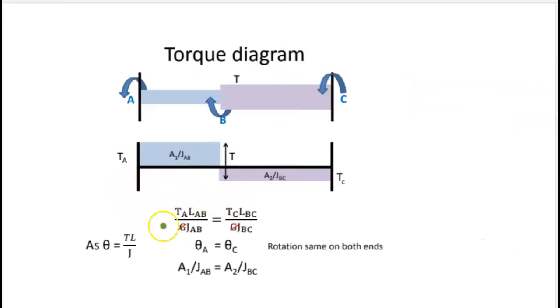Again, if we want to find out the angle of twist, we use the same formula, but this time we're taking an angle. So this is the formula for the angle of twist: theta equals TL over J. Now, the angle of twist at A should be the same as the angle of twist at C.